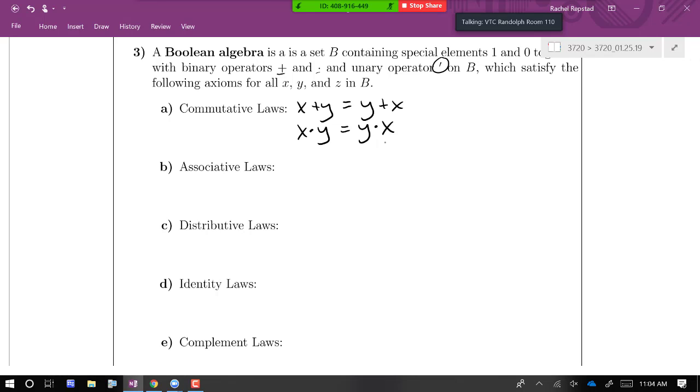Remember, that's the one where grouping doesn't matter. We keep the relative order of the elements the same, but the grouping doesn't matter. And so that looks like x plus (y plus z) equals (x plus y) plus z, and then the same relation if we write this with multiplication.